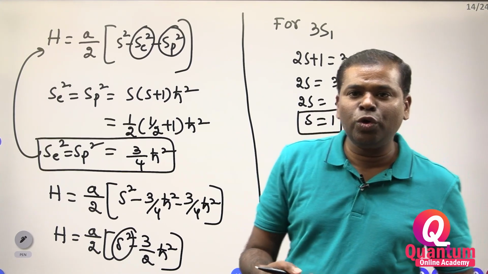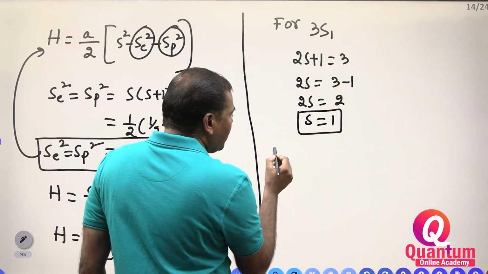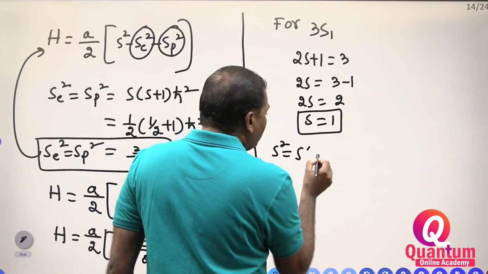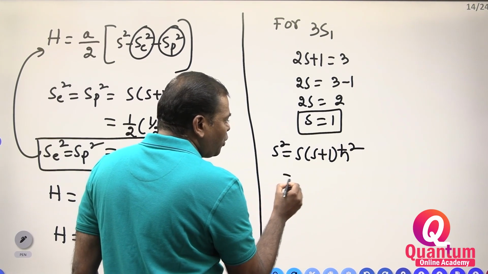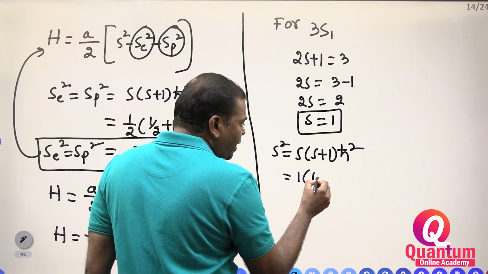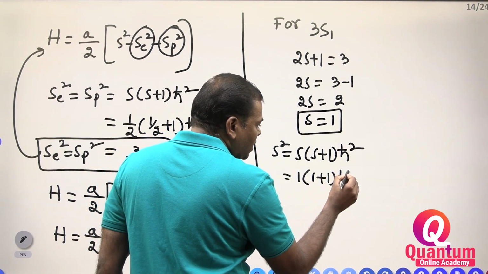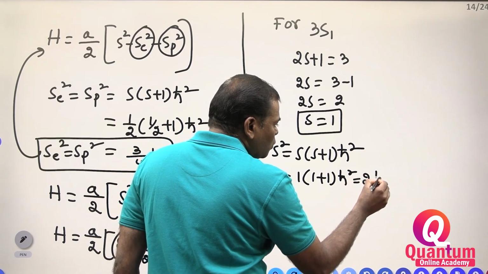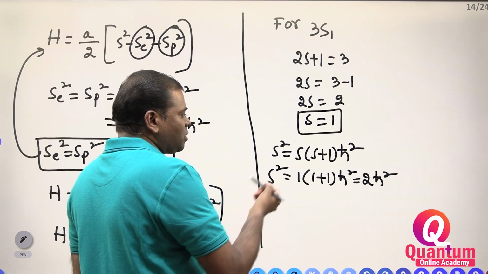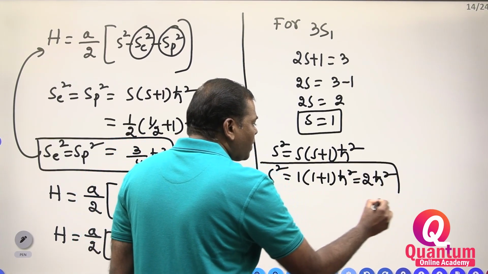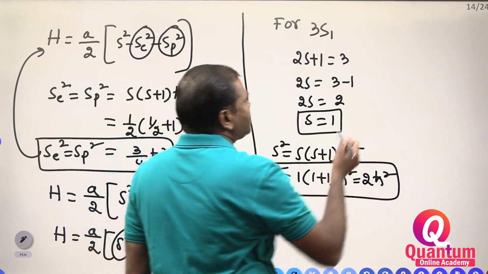But we have to know the S square value. S square is equal to S into S plus 1 into H cut square. Therefore, you substitute 1 into 1 plus 1 into H cut square, which is equal to 2H cut square. This is S square for the 3S1 state.